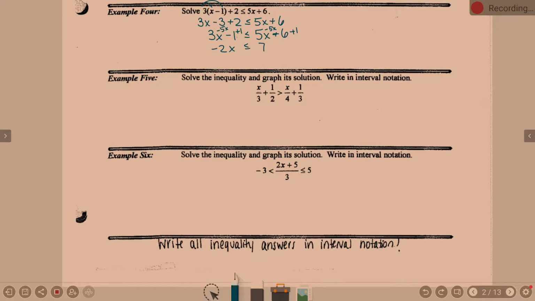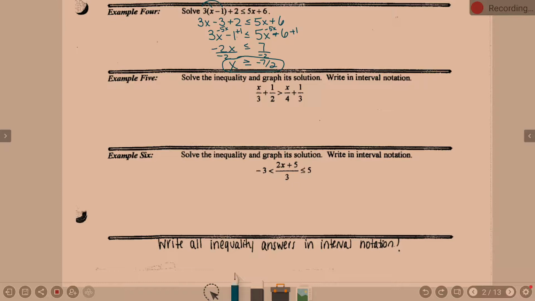What do I do to solve? Divide by -2, and then you have to flip the sign. The reason I went this way is because I've now set myself up to divide by a negative. The rule I want to remind you of is anytime you multiply or divide both sides of an inequality by a negative, you reverse the inequality sign. Sound familiar? So x, less than or equal to, becomes greater than or equal to negative 7/2.